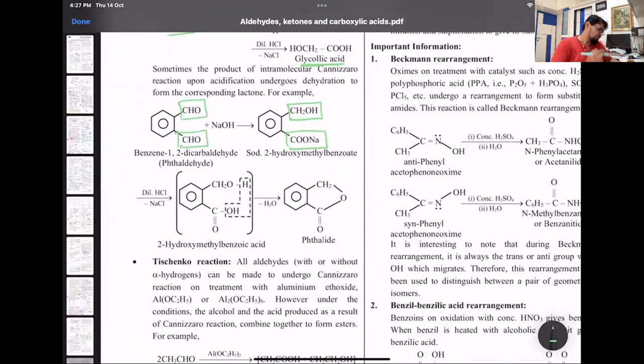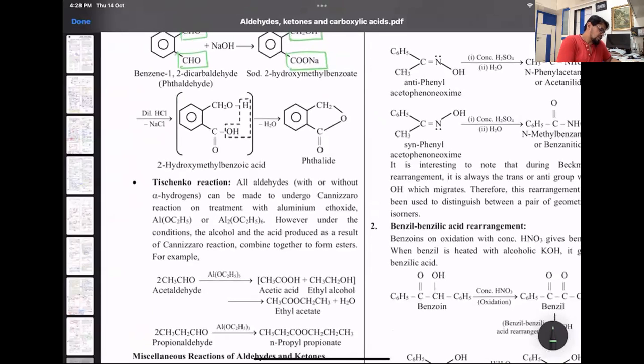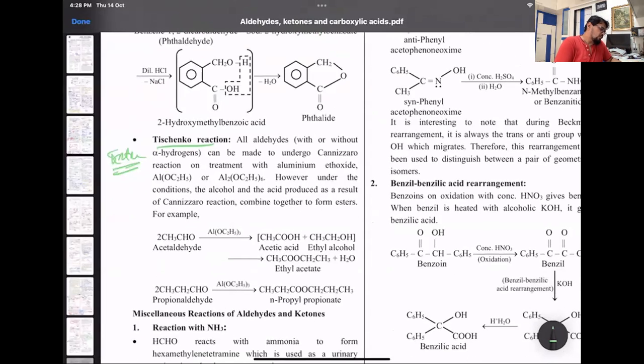That's the part. Then Tischenko reaction. Again, this is an extra point only. What it says over here: all aldehydes with or without alpha hydrogen can be made to undergo Cannizzaro on treatment with aluminium ethoxide. However, under these conditions, the alcohol and the acid produced as a result of Cannizzaro combine with each other to form ester. So what is the logic?